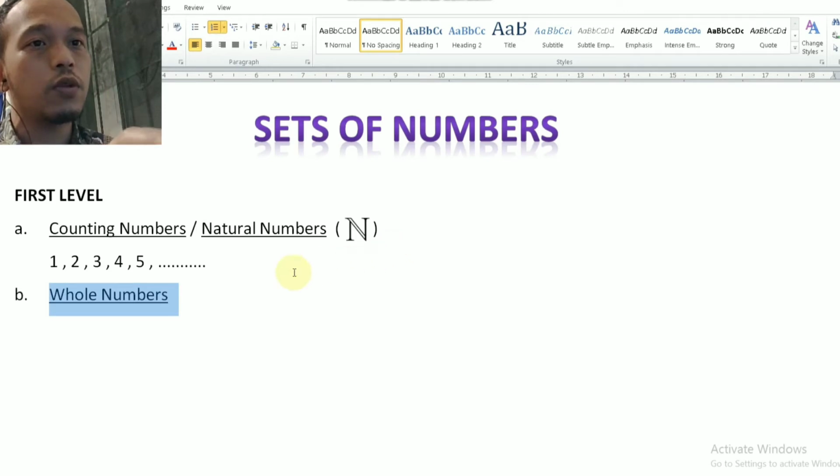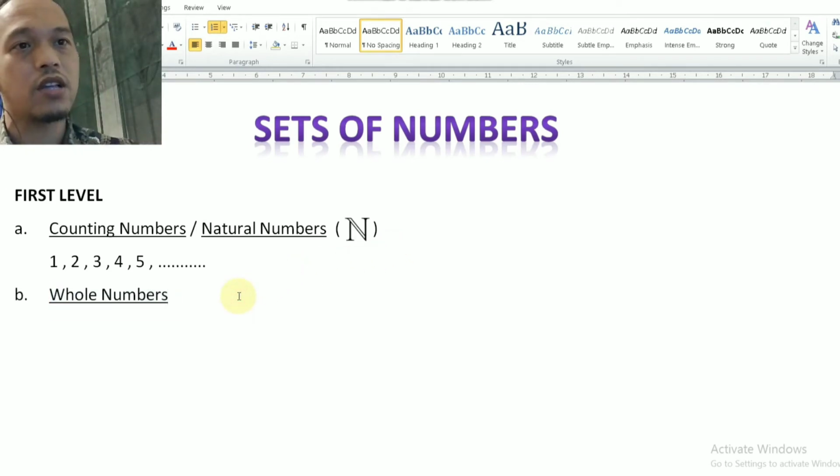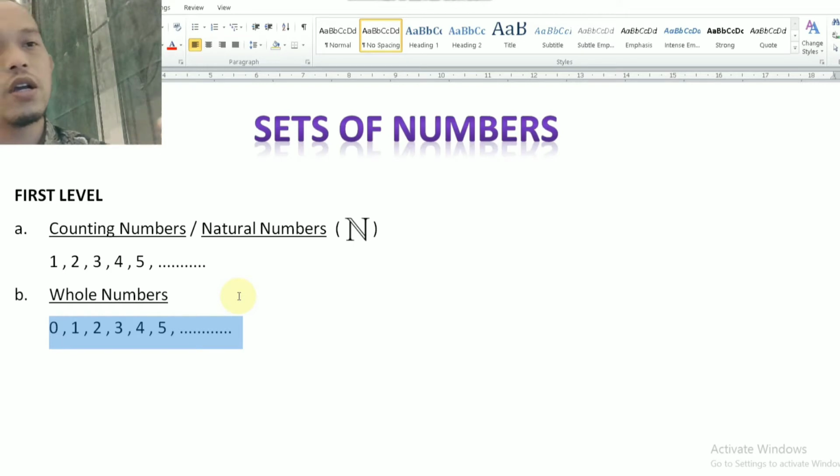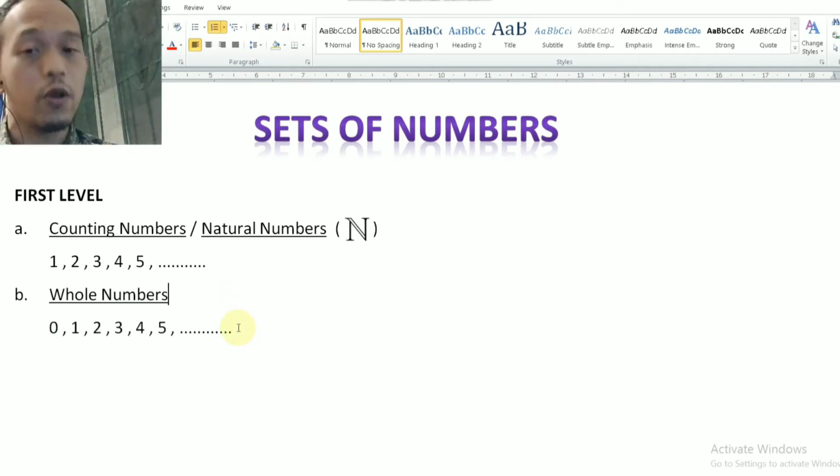The next one will be whole numbers. I'll discuss this because it is different from counting numbers or natural numbers. For whole numbers, we include 0 as the beginning. So start from 0, 1, 2, 3, and so forth. So this is the set of whole numbers.